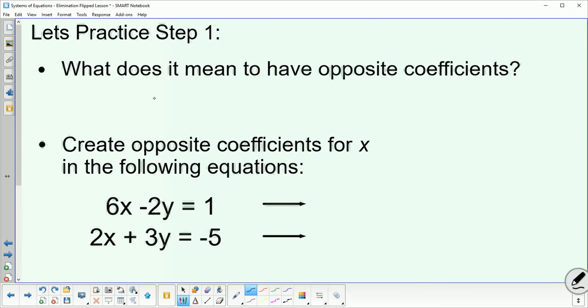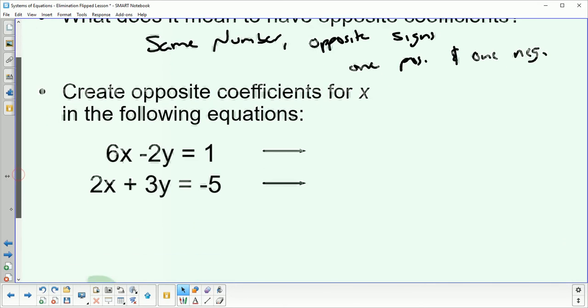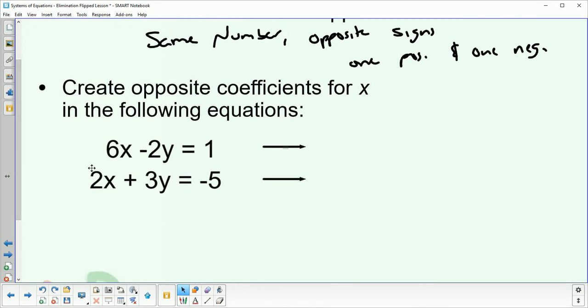So what does it mean to have opposite coefficients? Well, the number in front of the variable is called our coefficient. Either the number in front of x or the number in front of y is the same number, except with opposite signs, so one positive and one negative.